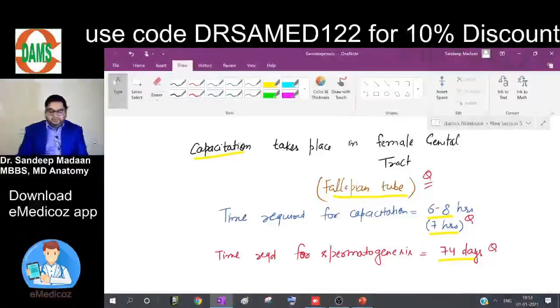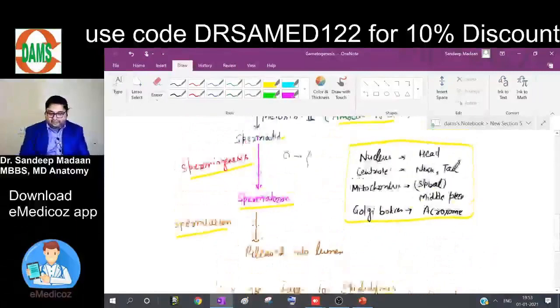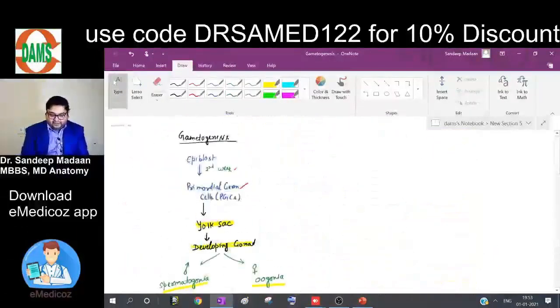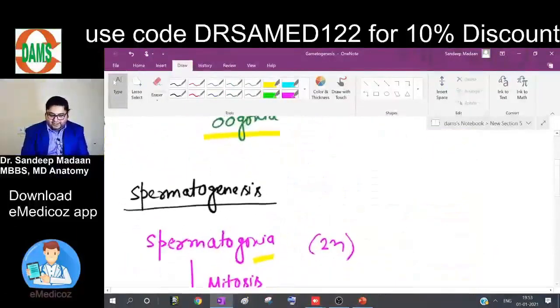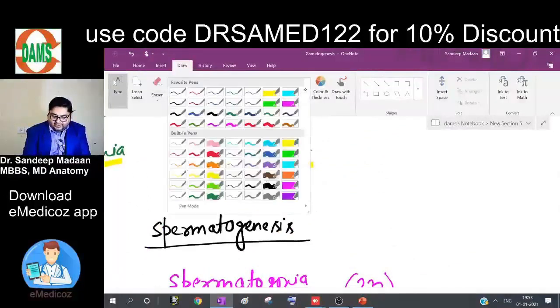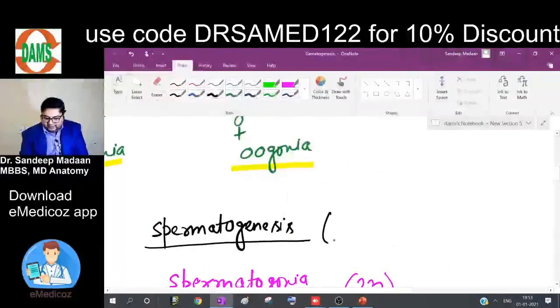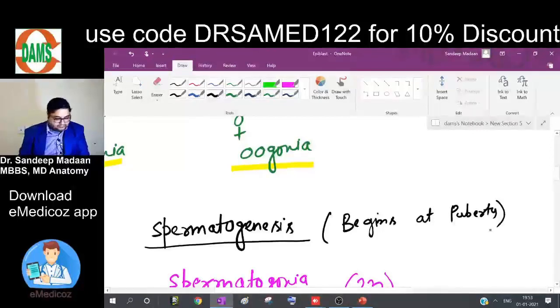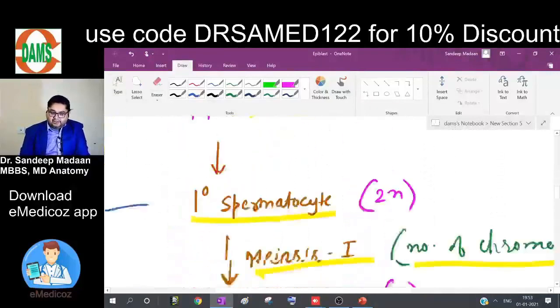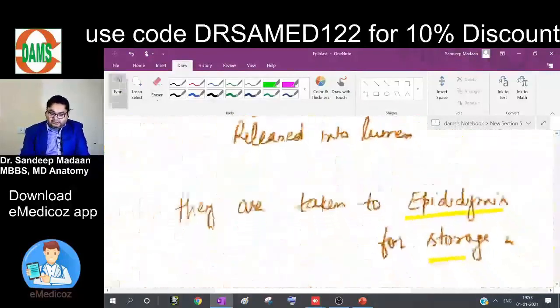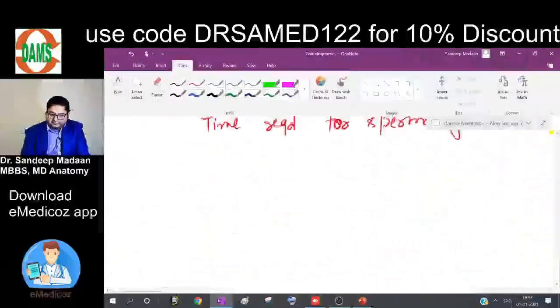All right, now let us write down the last line here: the spermatogenesis begins at puberty. Fine. Now let us look at the oogenesis process.